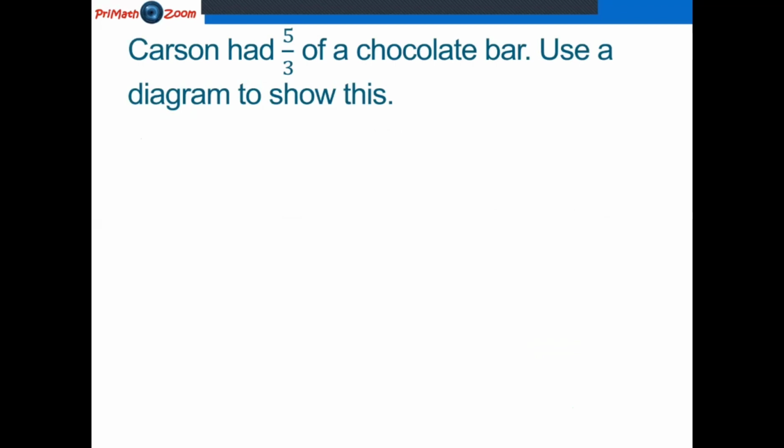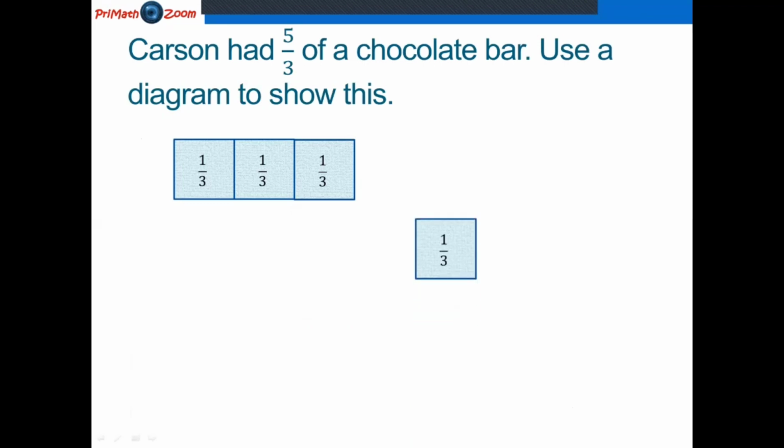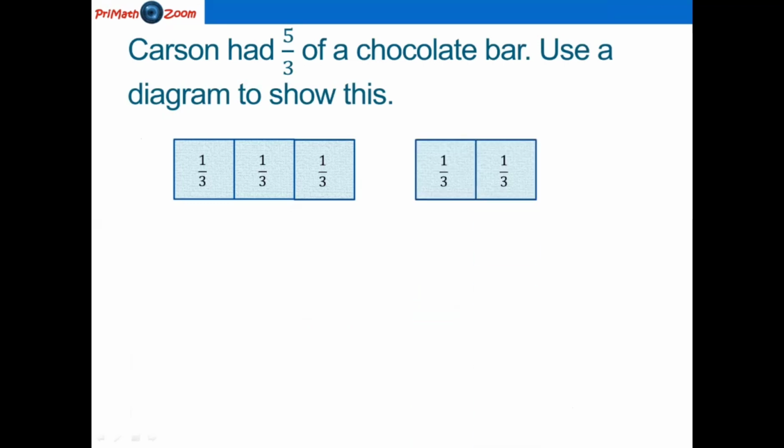Now, here we're going to see how this is relevant in a real life setting. Carson had 5/3 of a chocolate bar. Use a diagram to show this. So here with this diagram, we're going to represent 5/3. So that is 1/3, 2/3, 3/3, 4/3, 5/3. But you would realize that these two wholes here that these would have created are not the same size.